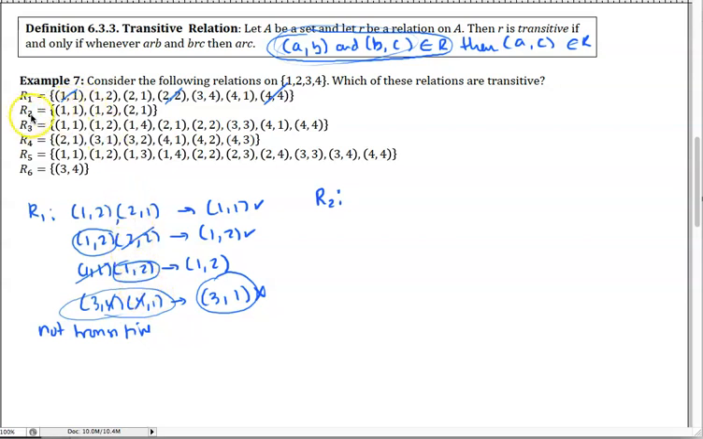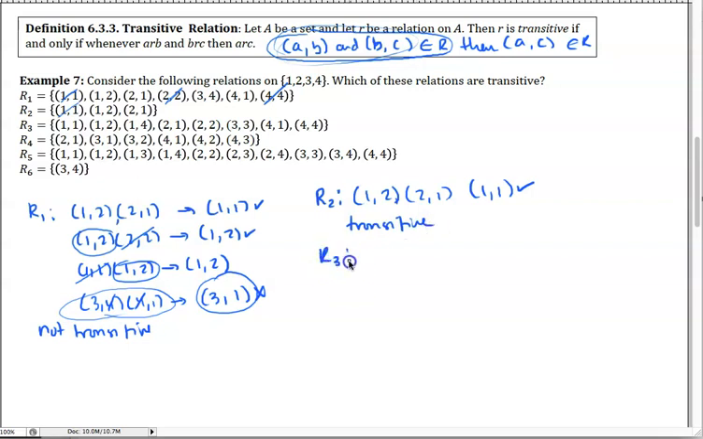Okay, so let's look at R2. So kind of ignore the doubles. You don't have to make any pairings with those. (1,2) and (2,1) are in there. That means that (1,1) has to be in there, which it is. So this is transitive.